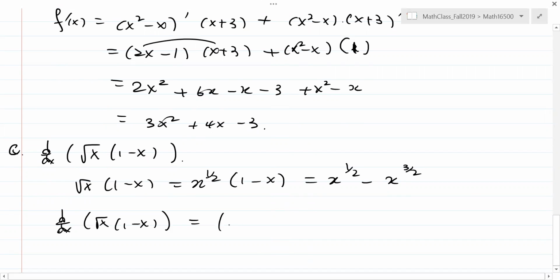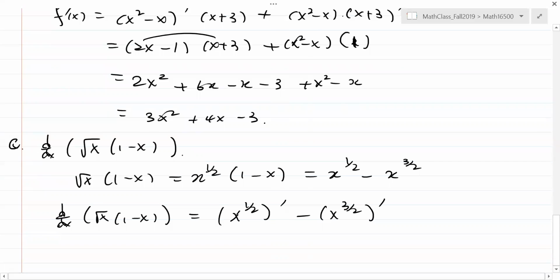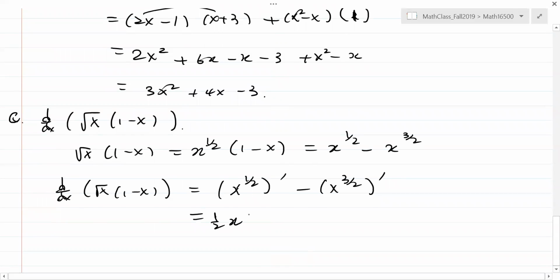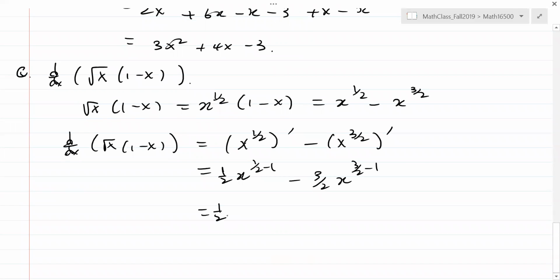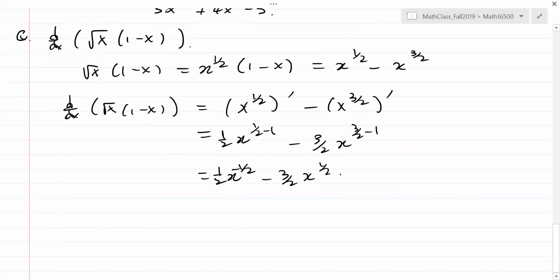It's going to be the derivative of x to the 1/2. Right? So you differentiate each term. 1/2 minus 1 is. Then you simplify it. All right, so this is the answer. If you don't like the fraction power, you end up with this.